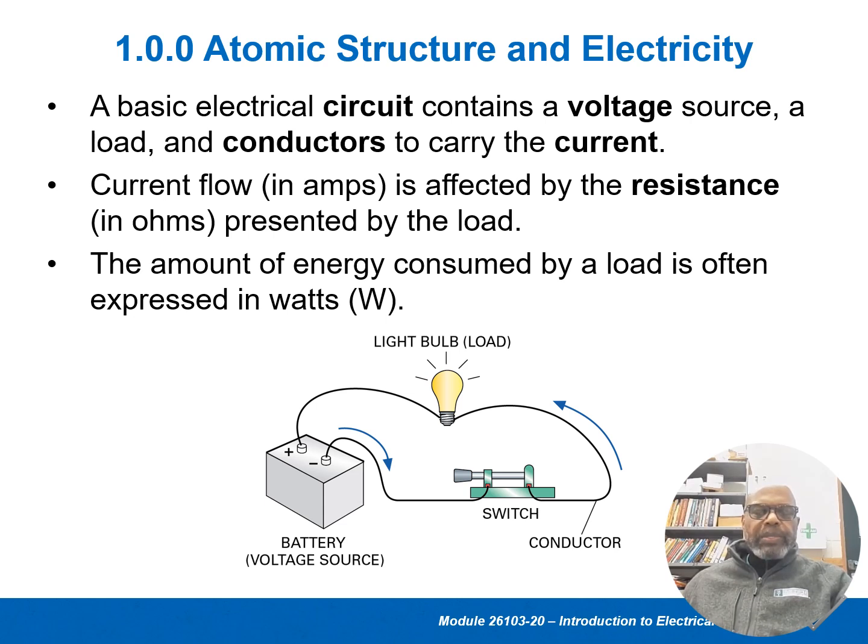So when we're looking at copper wires and things, one thing all good conductors will have is one or two electrons in its outer shell. We call that the valence shell.